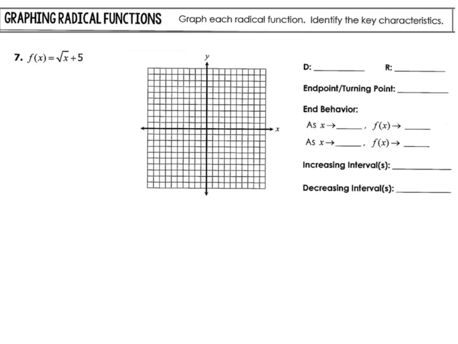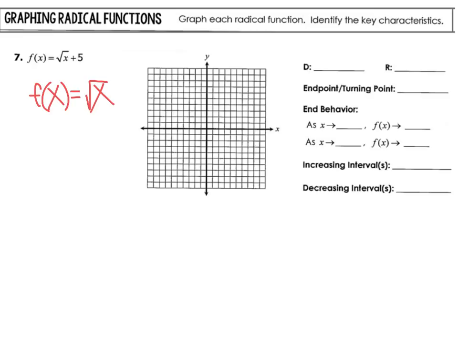All right, number 7. We want to graph these radical functions and identify the key characteristics. So number 7, we know we're starting with the parent function, f of x equals the square root of x. This is a square root function, not a cube root function. So the first thing I want you to always do is graph the parent function on your graph. And you're going to need 2 different colors anytime you're graphing radical functions. One color is going to be for the parent function. The other is for your function that's been transformed, all right, that you've applied the transformations to.